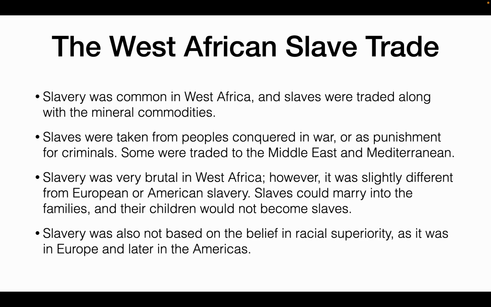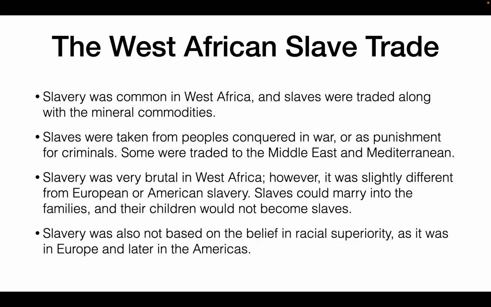Now, speaking of enslaved people, slavery was common during this time in West Africa. Along with gold and salt, enslaved people were also traded. They were often taken if your tribe or your kingdom conquered another kingdom in a war, or if you didn't pay a debt, or if you were a criminal and you were being punished. Some were actually traded all the way into Europe during this time.